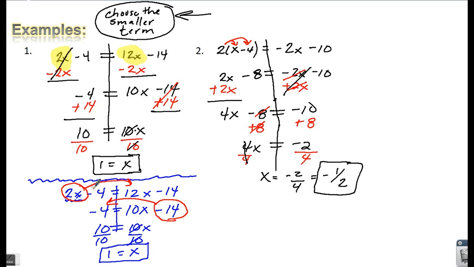You're just keeping an eye on the 12x, jumping the 2x over and subtracting. So 12 minus 2 was 10. Jump the 14 over from a negative to a positive, so it becomes 14 positive minus 4. 14 minus 4 is 10. Divide both sides by 10, x equals 1.